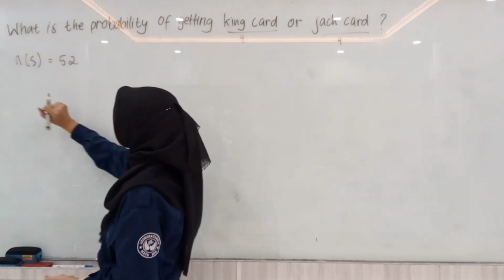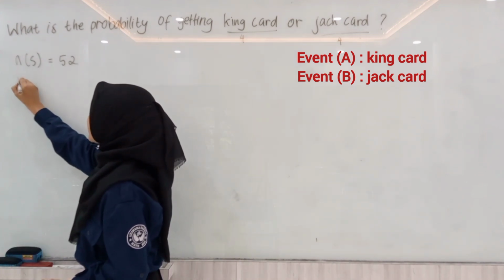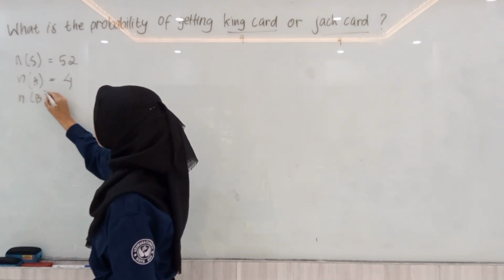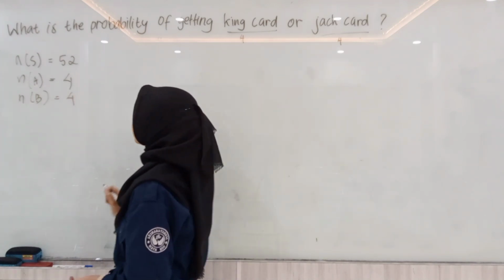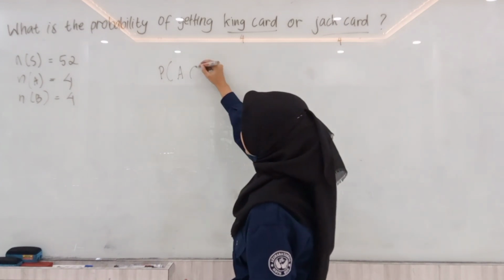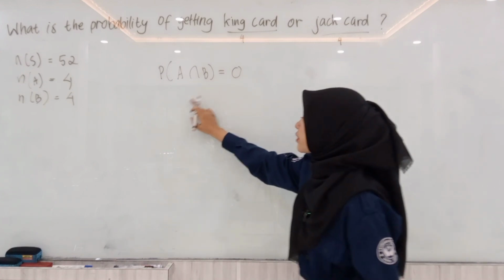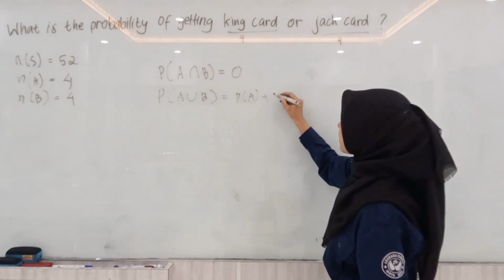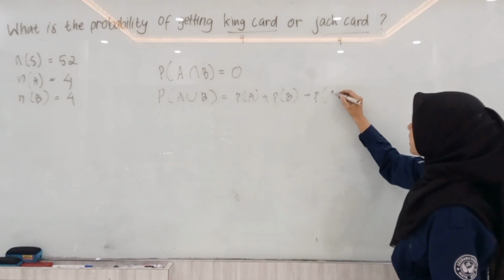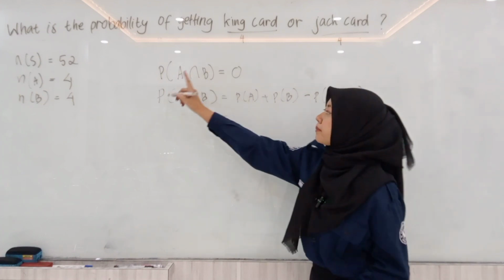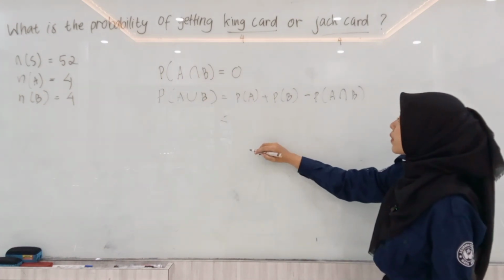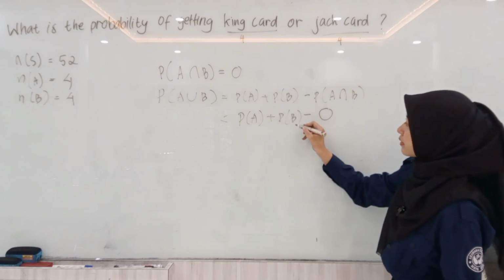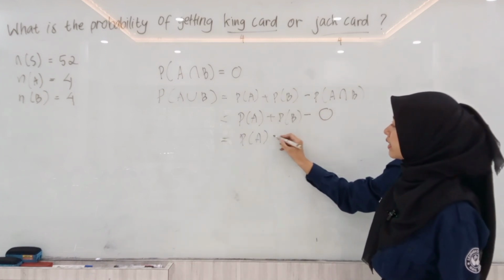For example, if I make the king card event A, so n(A) is 4, and then n(B) is also 4. In a mutually exclusive event, the probability of A and B is equal to 0. So the formula, the probability of A union B is equal to PA plus PB minus P(A and B). Because the probability of A and B is equal to 0, we can write 0 here. So the formula is PA plus PB.